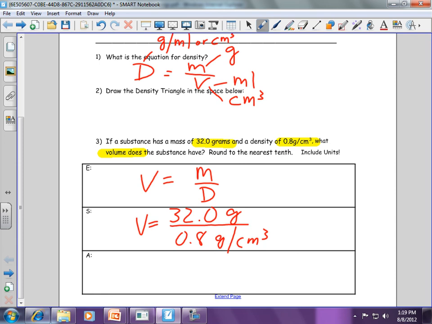Before moving on, we've got to think about what units we want to be left with. Take a look. We're solving for volume, so we know it should be centimeters cubed. How does that work? Look at what happens to the grams. They cancel each other out. So what we're left with is cubic centimeters. So really, when you plug and chug, we should be left with 40.0 centimeters cubed. It asks us to round to the nearest tenth, so don't forget that 0. And there you have it, guys. There's your answer to question 3.